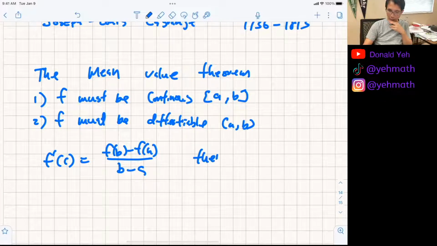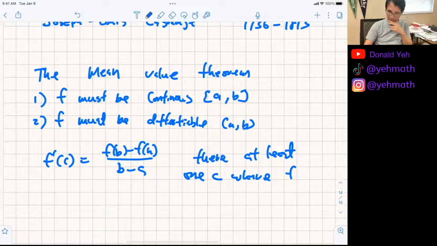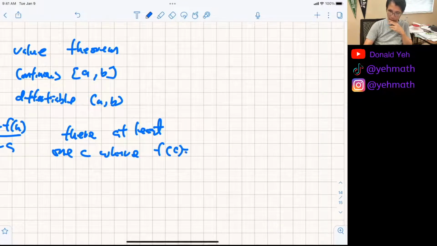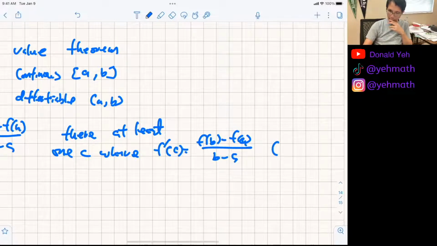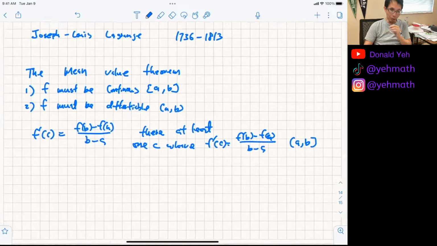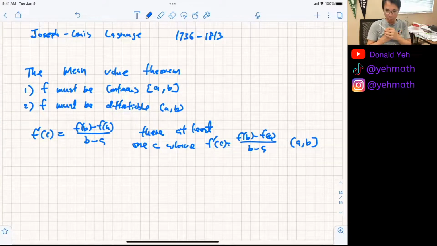There is at least one c where f prime of c is equal to f of b minus f of a over b minus a, between a and b, but not including a and b. It cannot be the endpoints. So there has to be at least one value that's true.